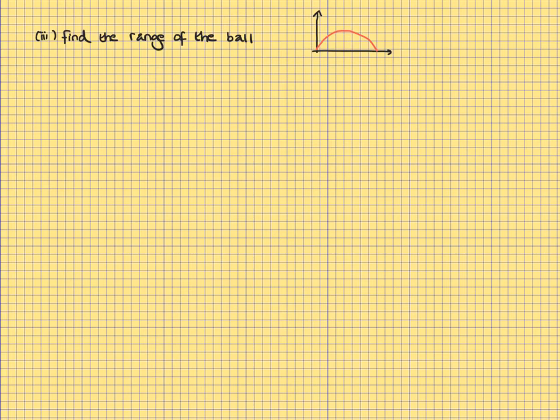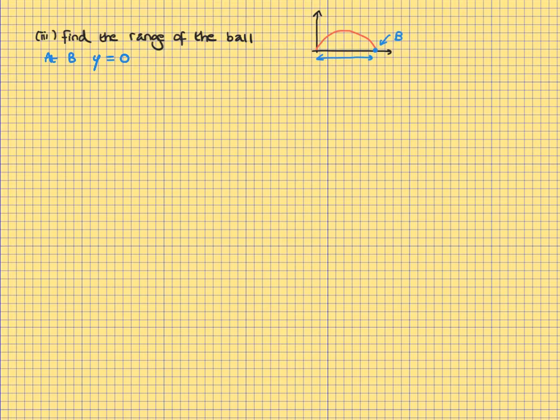Part 3, find the range of the ball. So in this quick sketch diagram, I've just illustrated what the range actually is again. It's this horizontal distance travelled. So at this point here, at the end of the particle's journey, we'll call this point B, we can see that the y-coordinate of the trajectory is equal to 0.